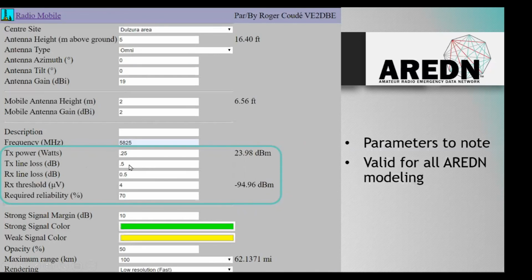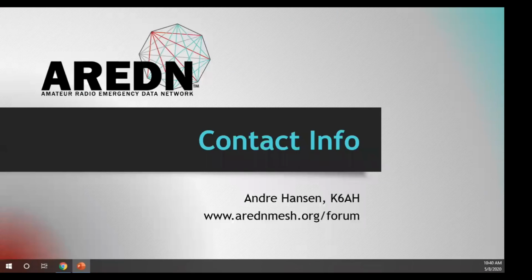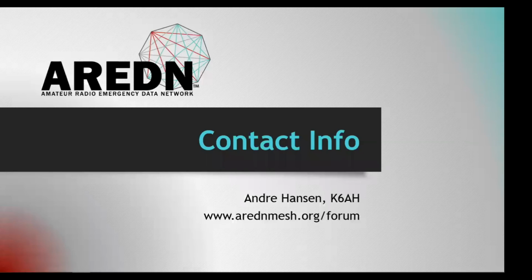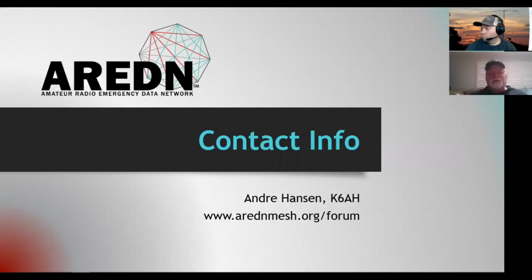And then a 1/2 dB of transmit line loss, a 1/2 dB of receive line loss, and a receive threshold of 4 microvolts, 70% for reliability, and the lowest maximum range here that best serves you. So that does it, and I appreciate your time, and I would ask that if you have any questions about how this works, you can get a hold of me on the AREDNmesh.org forum.